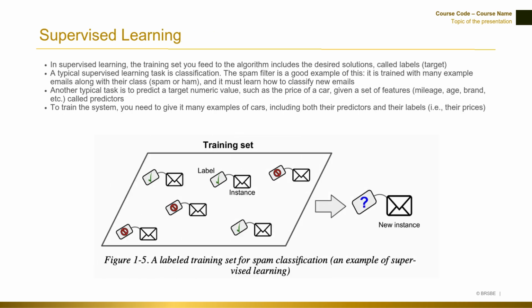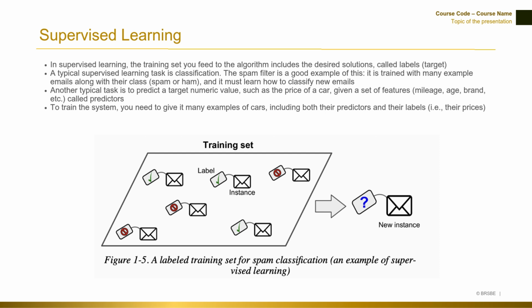What is supervised learning? In supervised learning, the algorithm is trained on a labeled dataset, meaning that each training example is paired with an output label. For example, a common application is a spam filter, which is trained on datasets of emails labeled as spam or not spam. The model learns to classify new emails based on this training.